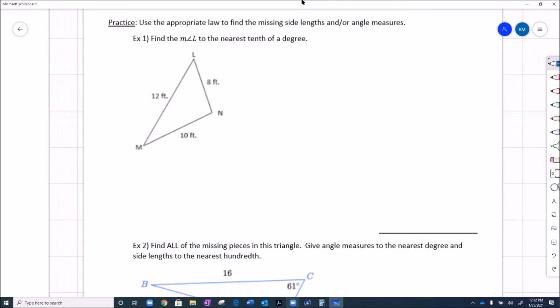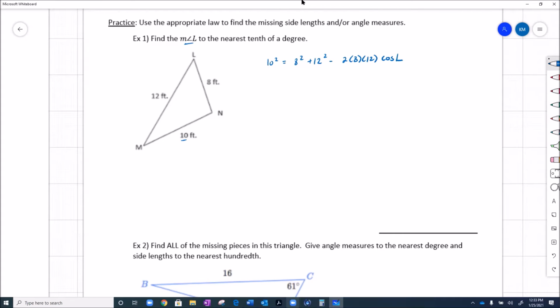As we look at this and using law of cosines, since we're trying to find the measure of angle L, we want to make sure that we set it up so that its corresponding side is by itself. As I look at it, that's 10. So I'm going to set up my equation as 10 squared equals 8 squared plus 12 squared minus 2 times 8 times 12 cosine, I don't know what it is, I'll just call it L.